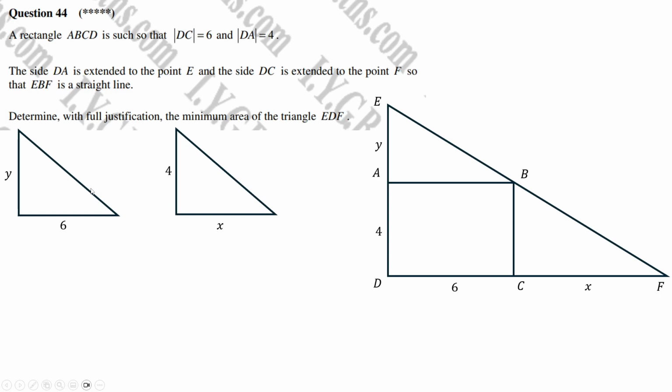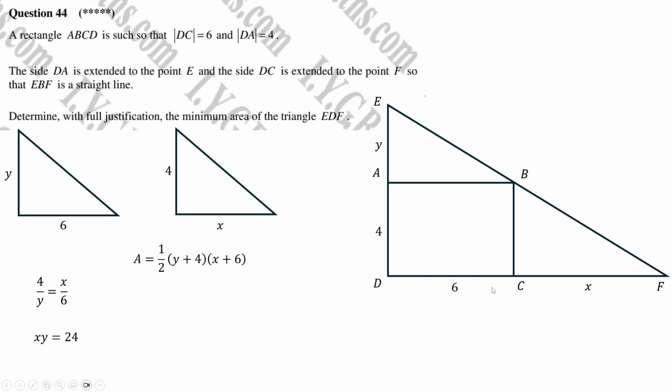Now you can relate these, so you can say that 4 divided by Y equals X over 6. These are similar triangles. You'll get that. So 24 equals XY, or XY equals 24. We can say that the area of this full triangle is half base times height.